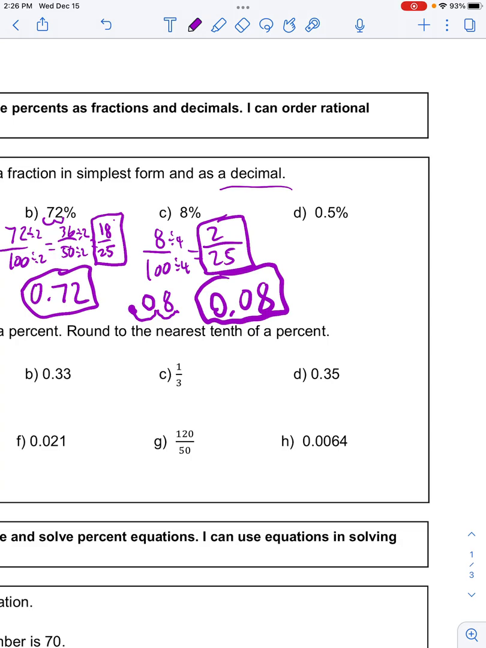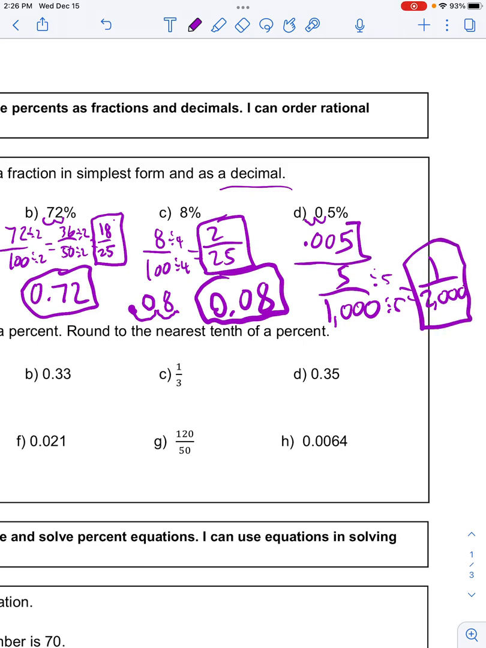So this one is 0.5%. That means this is out as a percent, 0.5. Let's get a decimal. So I'm going to go 1, 2. This is 0.005, which is like saying 5 over 1,000, 5 thousandths. Divide the top and the bottom by 5, and I get 1 over 2,000.